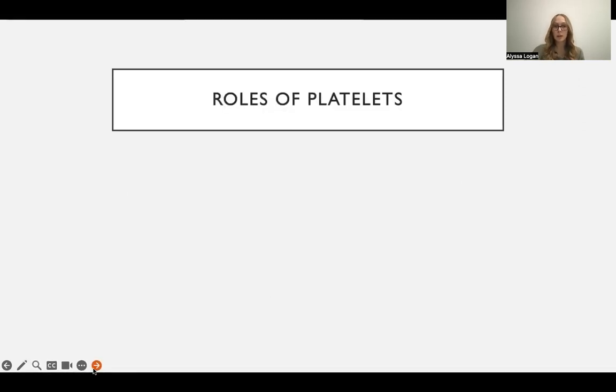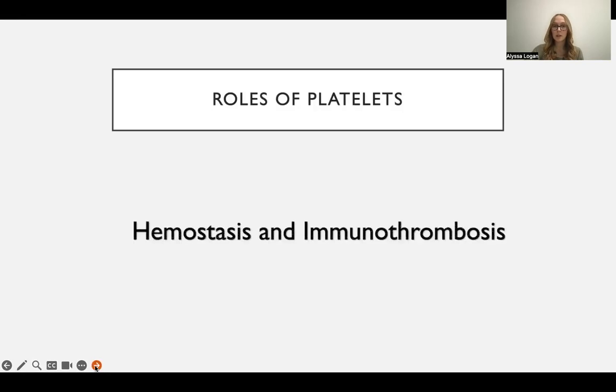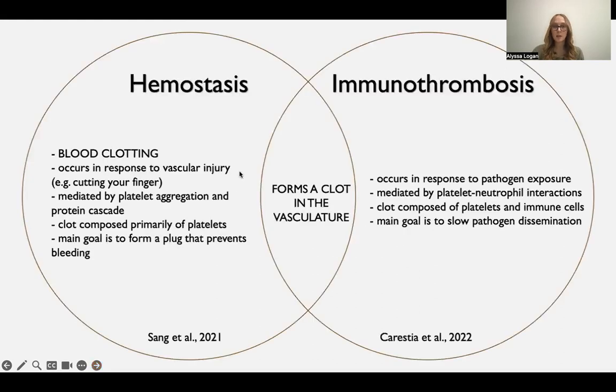The two roles of platelets that I will discuss are hemostasis and immunothrombosis. Now, I know these are big words, but we'll break them down very quickly. Hemostasis can be thought of as simply blood clotting. It occurs in response to a vascular injury, and it forms a plug to stop the bleeding. This clot that is formed is primarily composed of platelets.